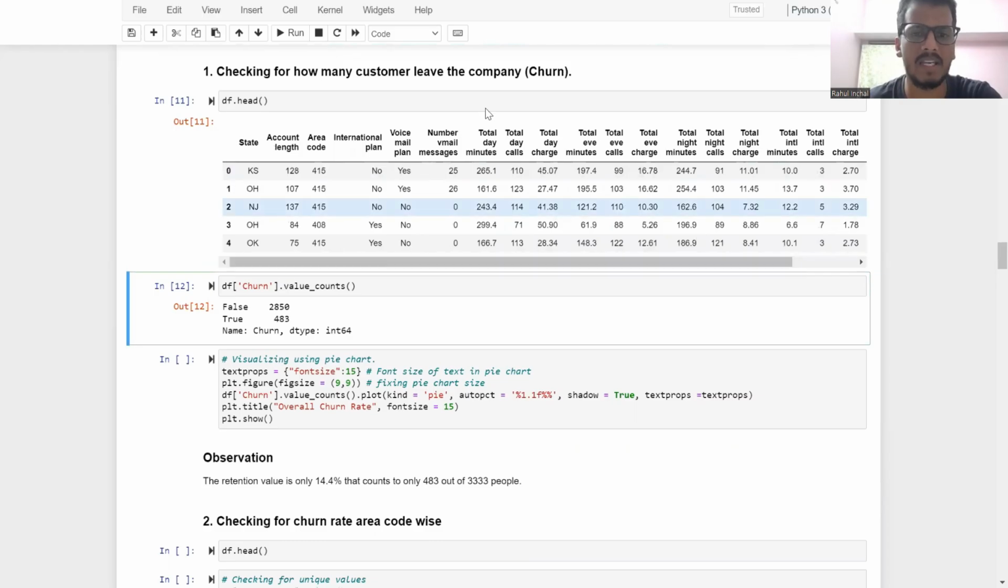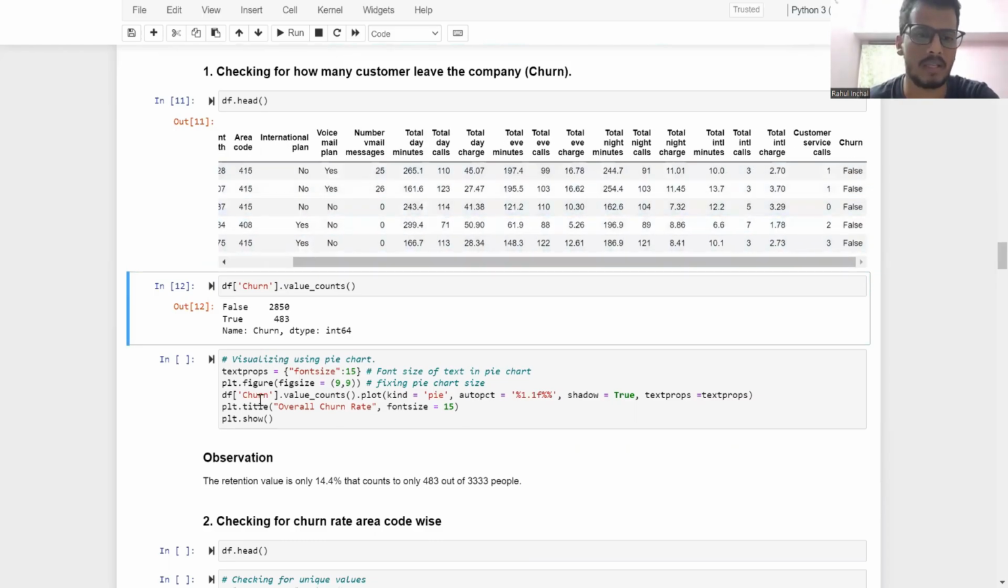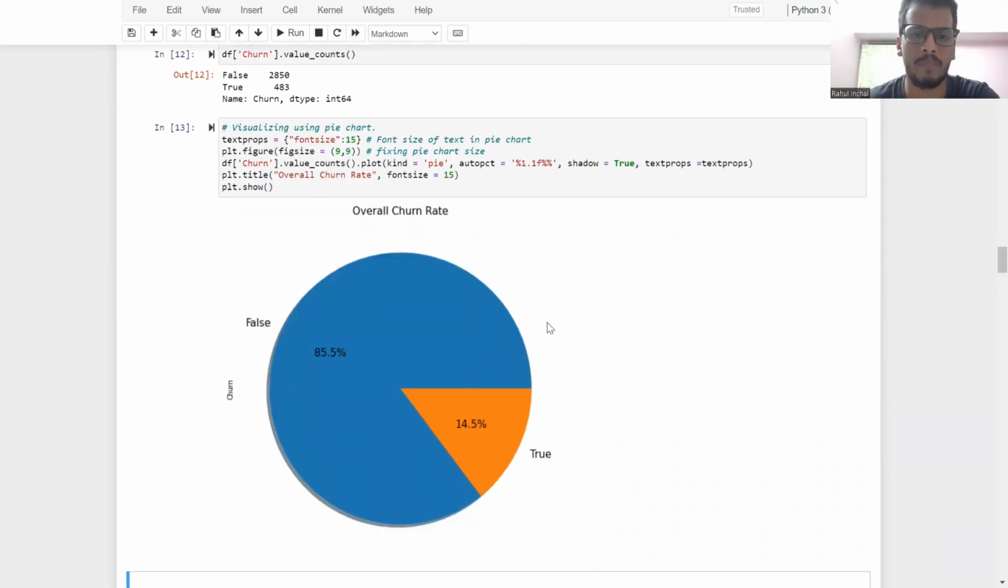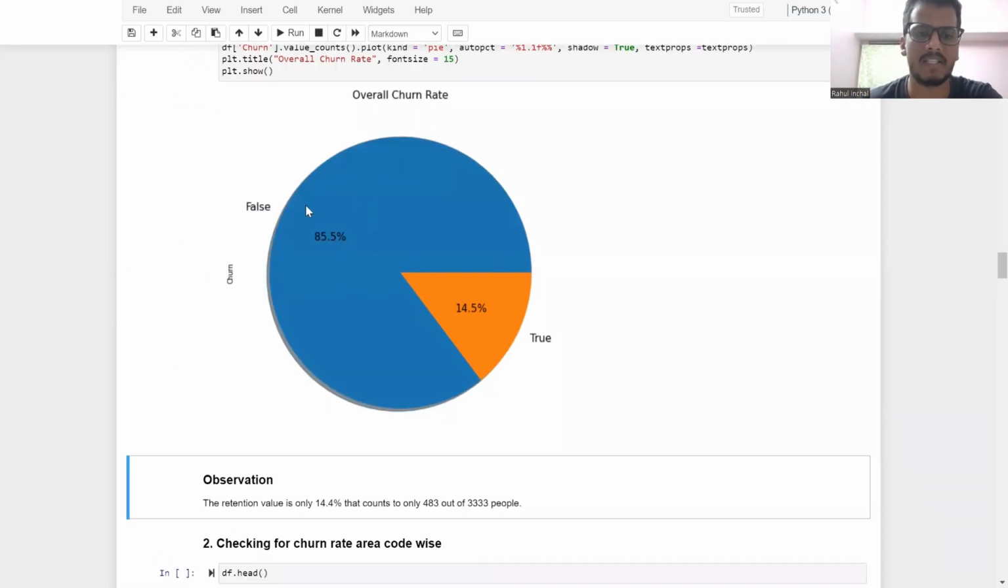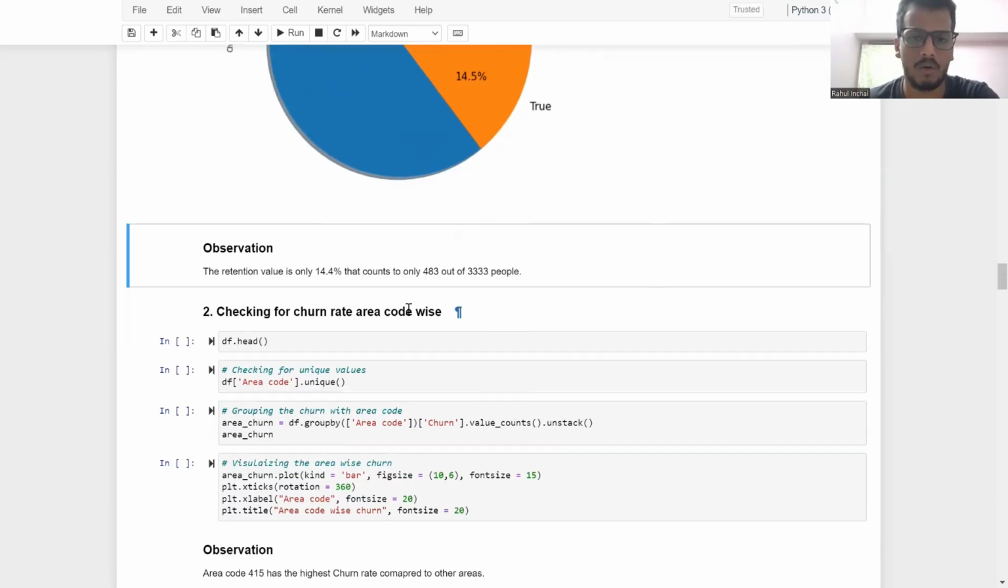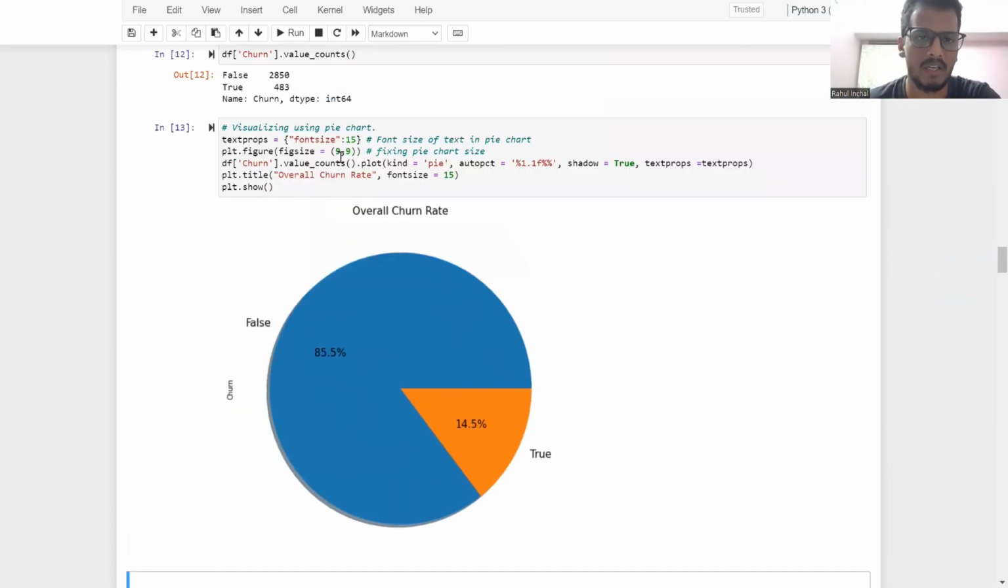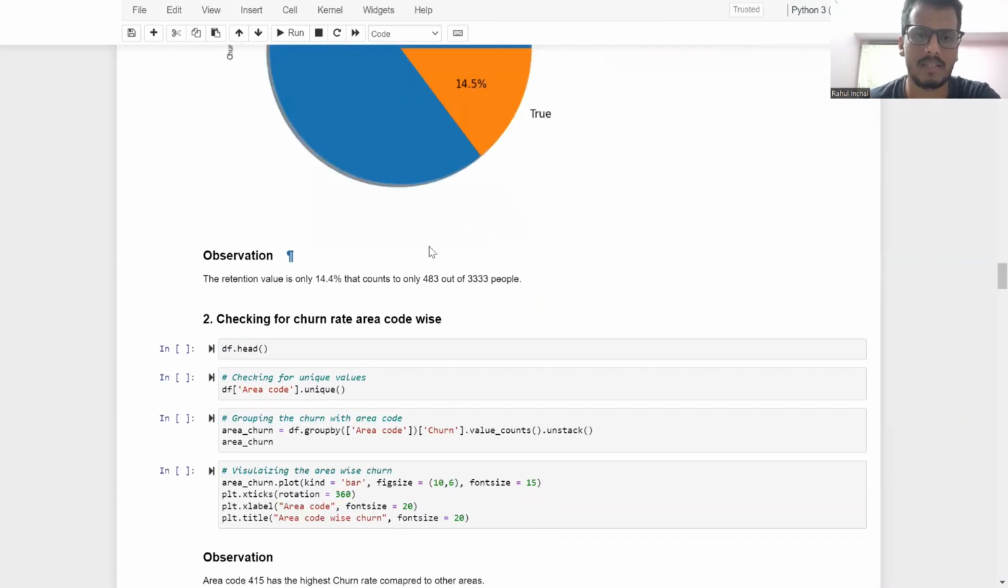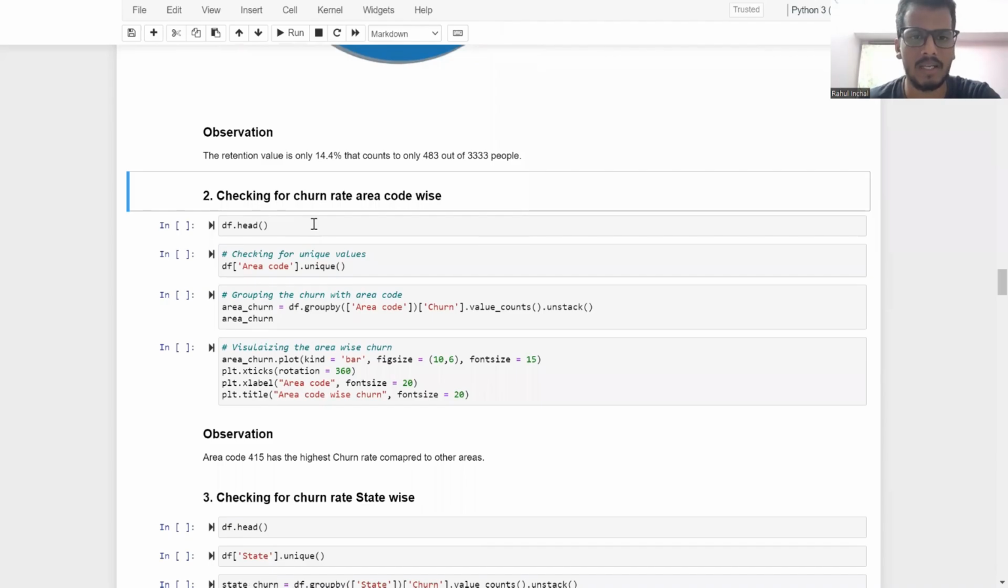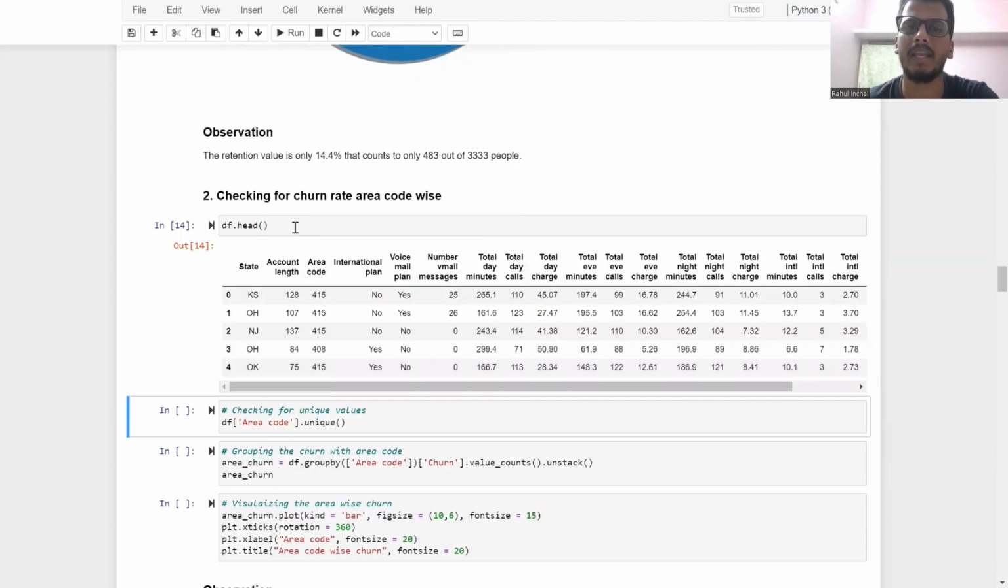Now for the entire data set, we have churn like this. Then I'm plotting a pie chart for that. That is 85.5% of customers have not churned, and the churn rate was 14.5%. Okay, so that is what we have mentioned in here. And if you want to know the number of people, we have value counts in here, and this is in percentages.